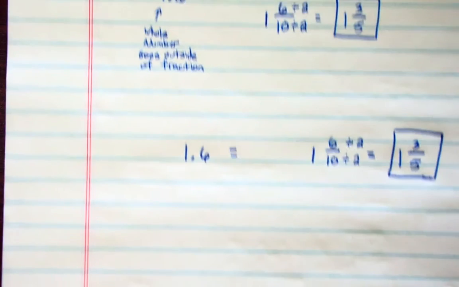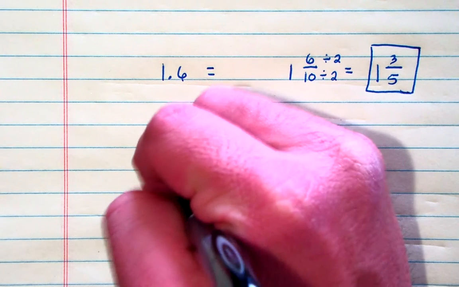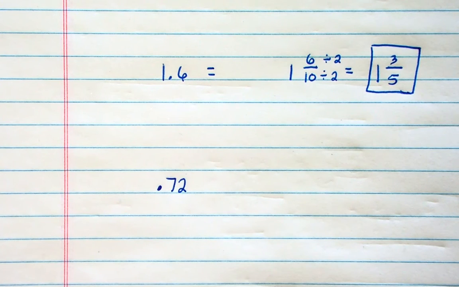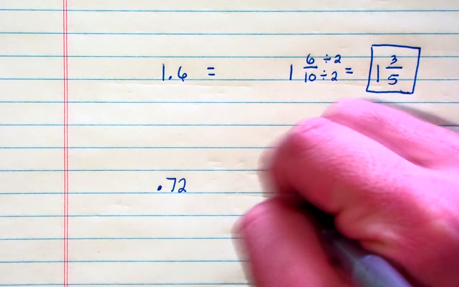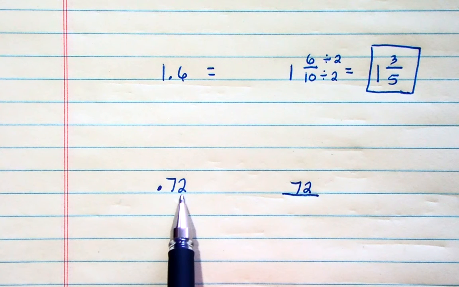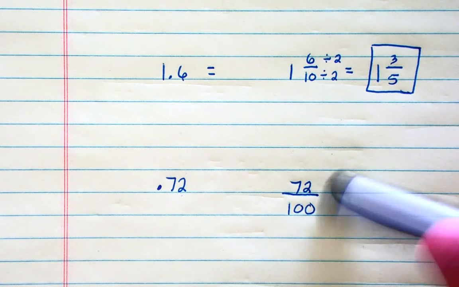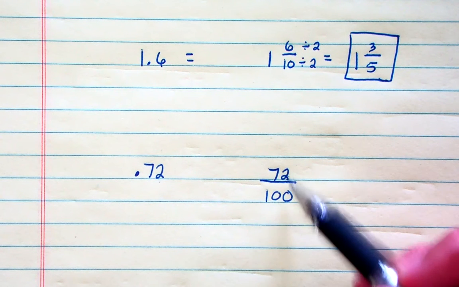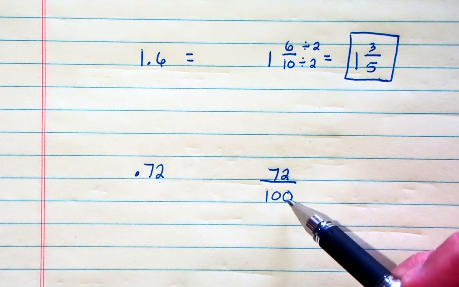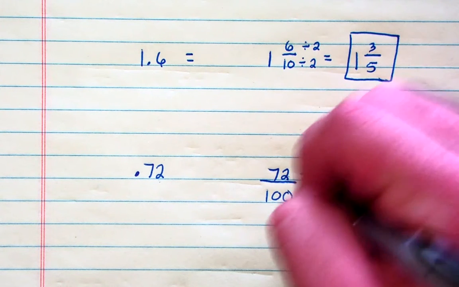Let's try one more. I'm just going to make this one up. Let's try 0.72. So what number are you given? Well, 72 is the number given. What is the place value of your last digit? Well, that's in the hundredths place. Okay, so you have your fraction. Now you have to simplify it. You see how they are both even numbers? This ends in a 2, this ends in a 0, so they are both even numbers. They are both divisible by 2.